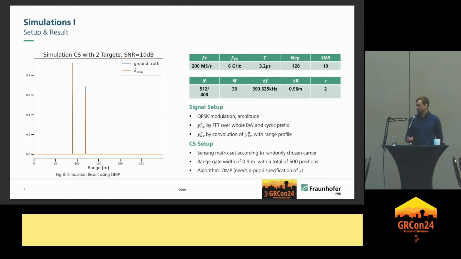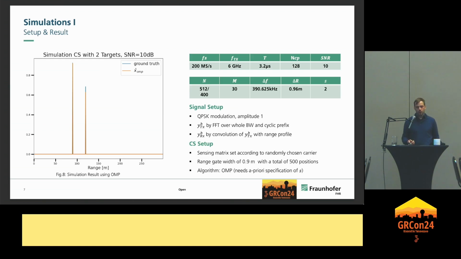So as a starting point, we did a simulation, and in the simulation, we used the same parameters as we later used with the test setup. So we had a sampling frequency of 200 megasamples, center frequency of 6 gigahertz, and a cyclic prefix of 128 samples, and we assumed that all the backscattered signal from the scatterers within our scenario is within that time period of the cyclic prefix to maintain the orthogonality of the OFDM system.